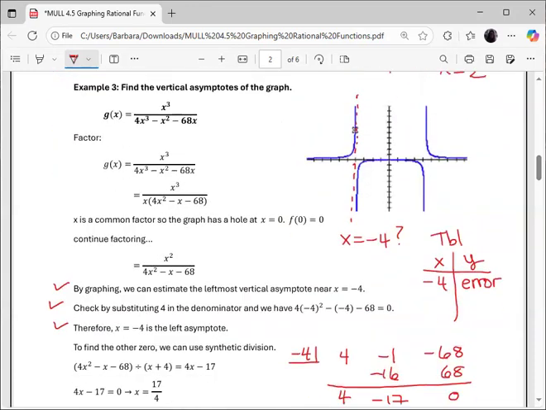So we can see over here on the right side, even though it was close to 4, it wasn't quite exact. But now we know this is x equals 17 over 4. And you can double check in your table when you graph this. If you put in 17 over 4, you should get an error.